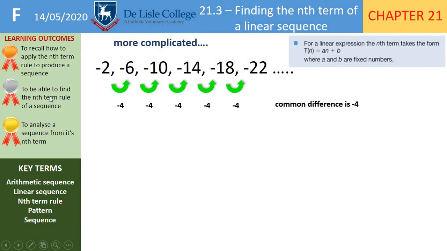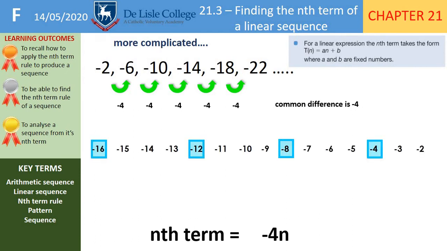So our common difference is subtract 4, which means that the first part of our nth term rule is negative 4n, okay? Well, if we apply that, and just be careful with this example, so when n is 1, negative 4 times 1 is negative 4, which is here. Negative 4 times 2 is negative 8. Negative 4 times 3 is negative 12. And negative 4 times 4 is negative 16.